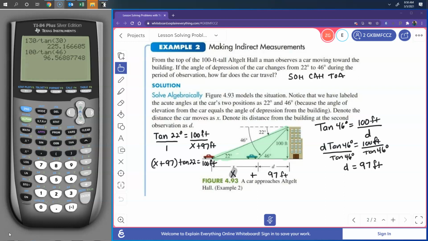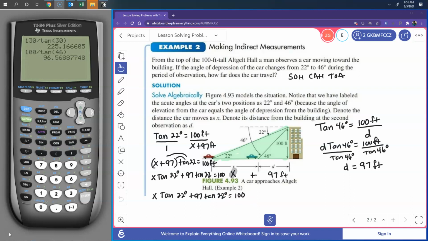And since we have tangent of 22, we're going to go ahead and apply the distributive property. So we have x times the tangent of 22 degrees plus 97 times the tangent of 22 degrees is equal to 100. So I'm going to rewrite this so you can see it. X times the tangent of 22 degrees plus 97 times the tangent of 22 degrees is equal to 100.